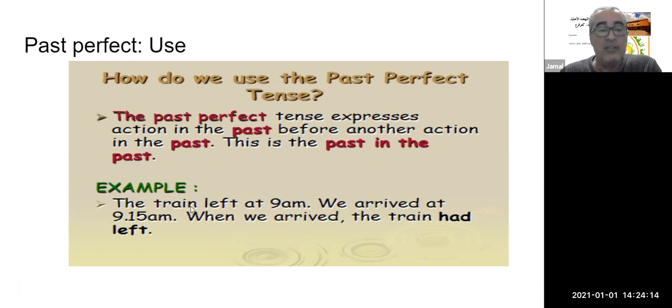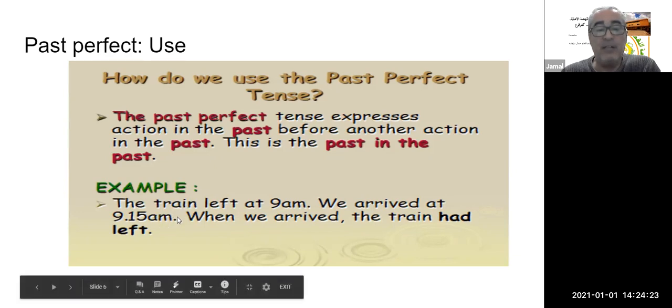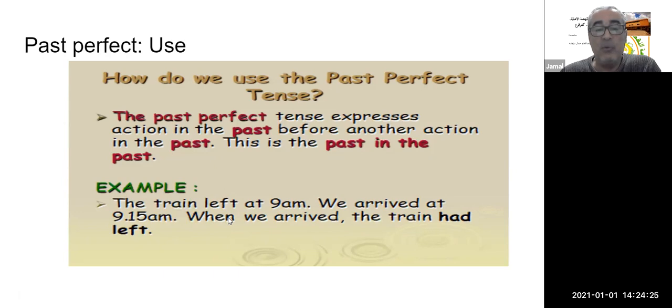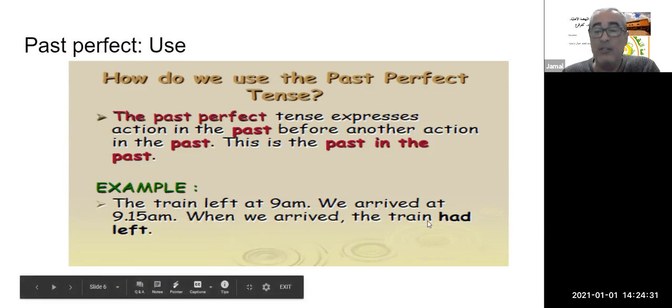Look at these two sentences. The train left at 9 a.m. We arrived at 9:15 a.m. Okay? We have two sentences in the past simple. When we want to use them in one sentence in the past, we say when we arrived, the train had left. So here we use had left in the past perfect because it happened before we arrived.